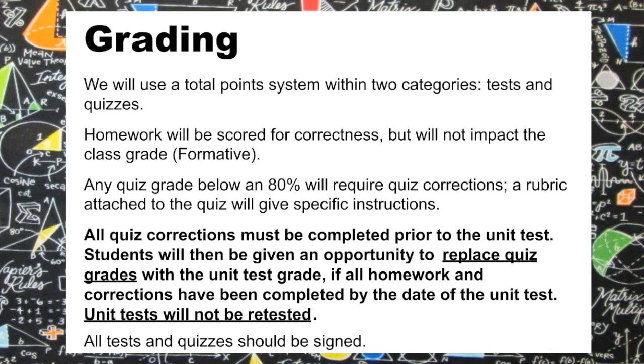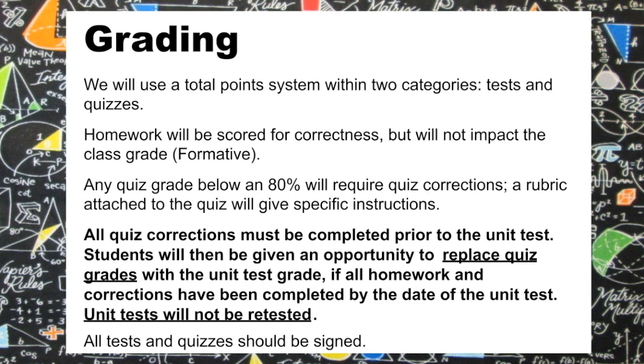And to speak a moment about unit tests: they cannot be retested. So whatever the student gets on a unit test is the final grade for the unit test. They're still asked to make corrections to their test so that we make sure they understand it for whenever they get to their state test or whenever they take a progress assessment throughout the year, but unit tests for their grade are not retested.